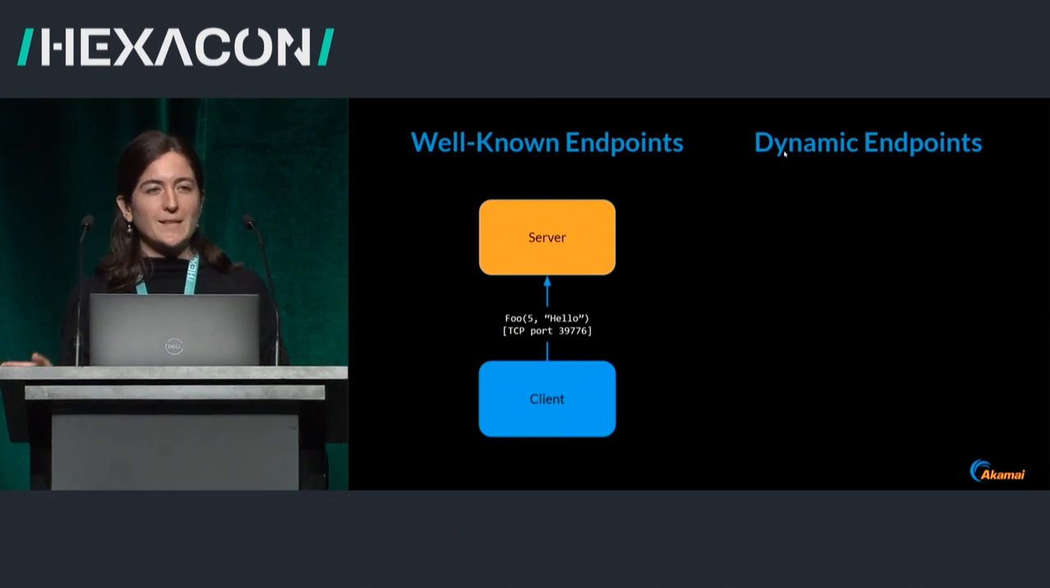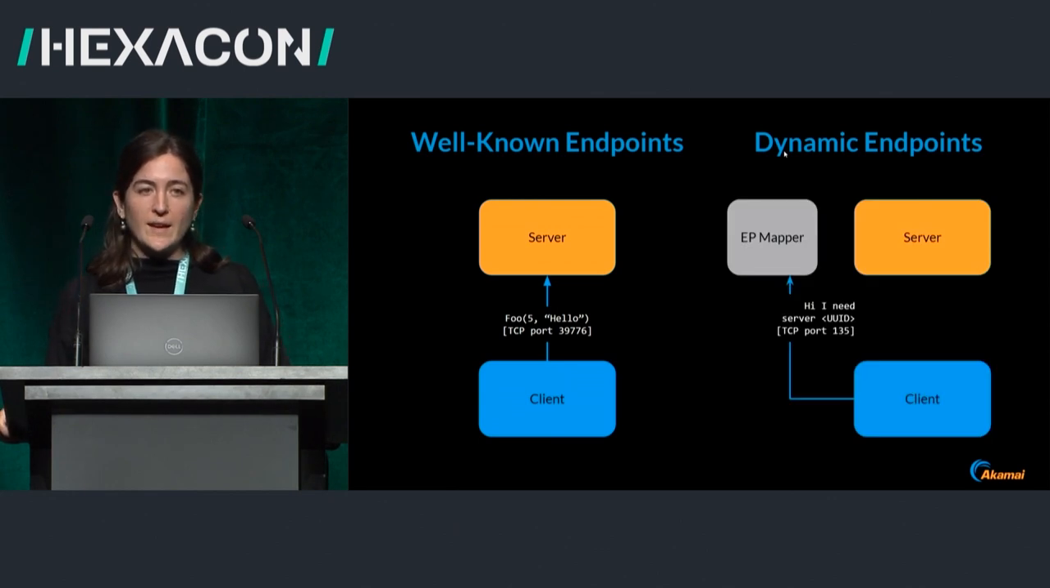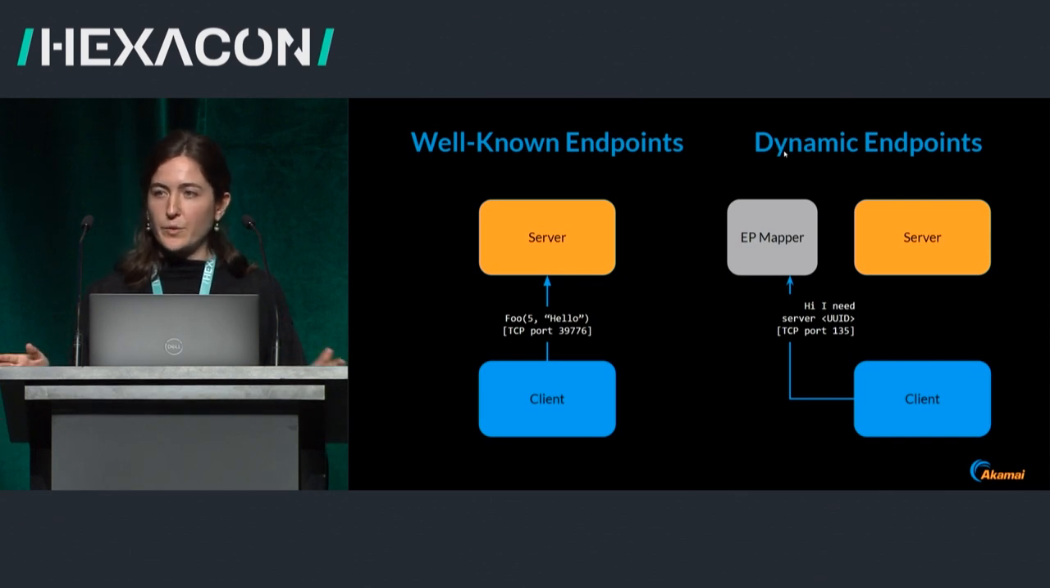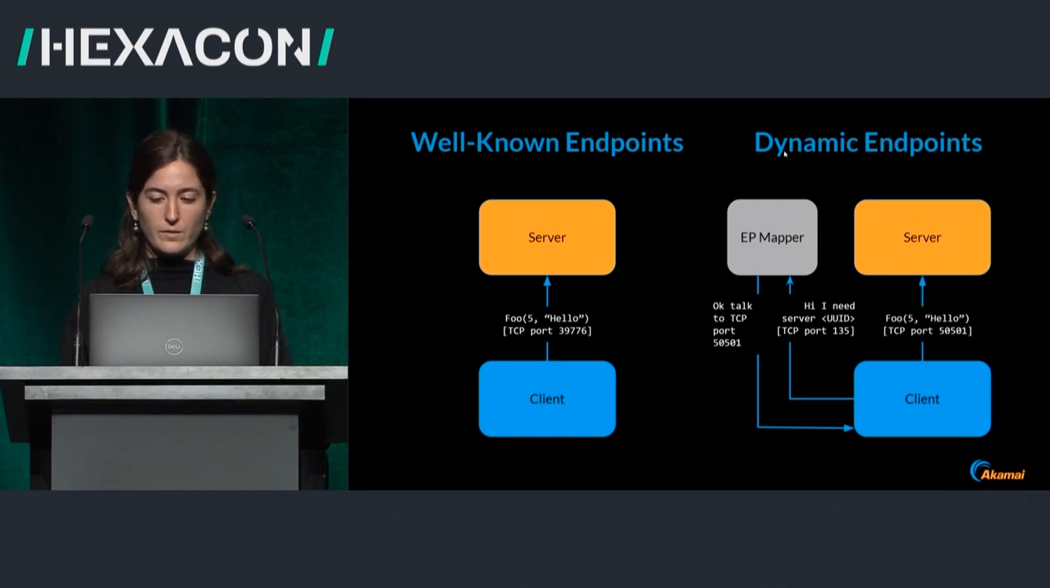Now that we know the concept of endpoints, we can distinguish between a well-known endpoint and a dynamic one. A well-known endpoint, like you can guess, is something that is known in advance. The client knows the server listens over TCP port 39776 and simply talks over this port. But when you hard code these TCP ports, obviously things can collide. It's not a healthy practice, so we have dynamic endpoints for that. In Windows, we have a service called the Endpoint Mapper, or the EP Mapper, which is responsible exactly for doing the mapping between RPC servers and their endpoints. In this case, the client simply talks to the EP Mapper, asks for the server interface the client is interested in, and in the response, gets back the endpoint which was dynamically allocated. Then with this information, the client can talk directly to the server.